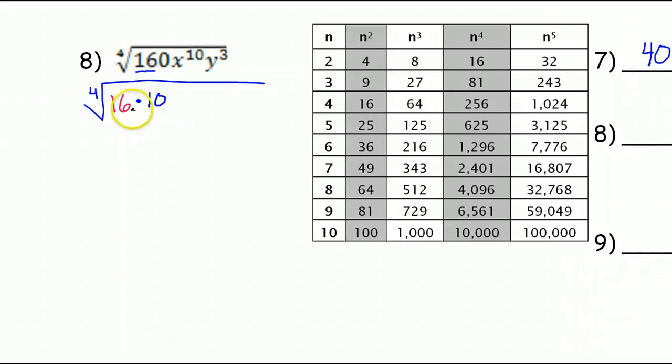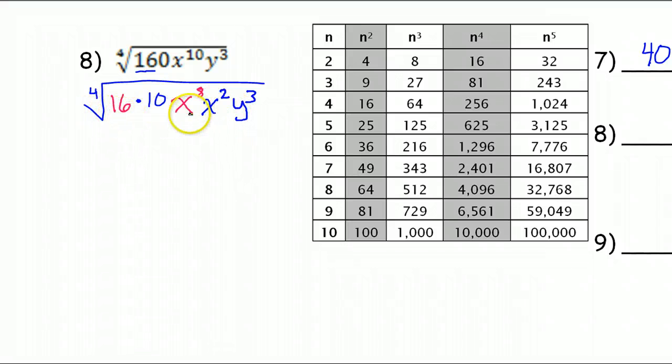All right, we don't need a calculator for that. 160 is 16 times 10. And 16 is on the 4th power list, so I'll make it pink. Now, as far as the variables go, I need exponents that divide by 4. So how about x to the 8th power, the first number below 10 that divides by 4. If I do x to the 8th power, that's going to leave 2 x's left over. Now y to the 3rd power is already less than 4, so there's nothing I can do with it.